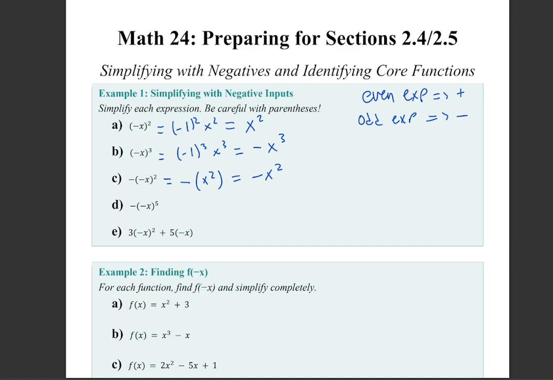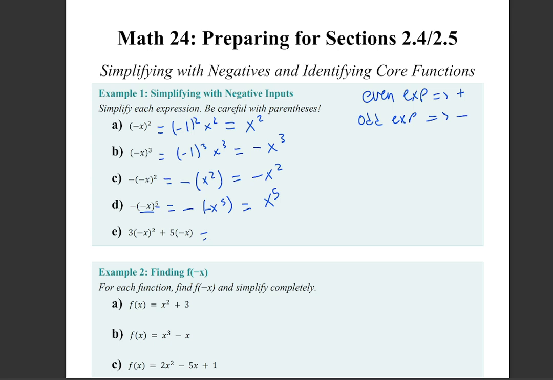For the next one, we have a negative outside of (negative x) to the fifth. That (negative x) to the fifth, with the 5 being odd, means that negative stays. So we end up with the negative out front and a negative x to the fifth like this. But a negative times a negative becomes a positive, and we're left with just x to the fifth.